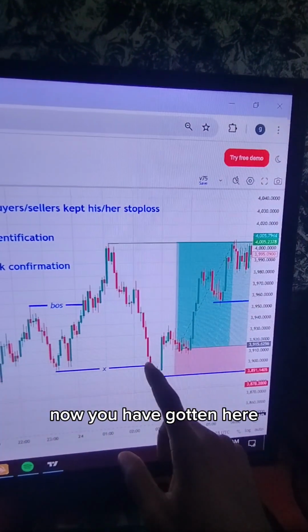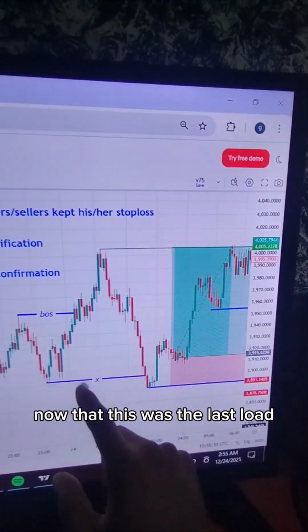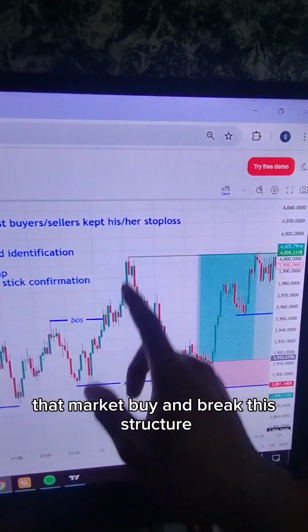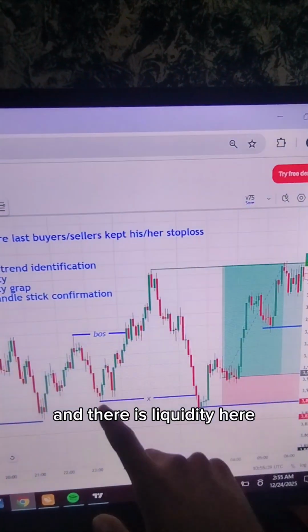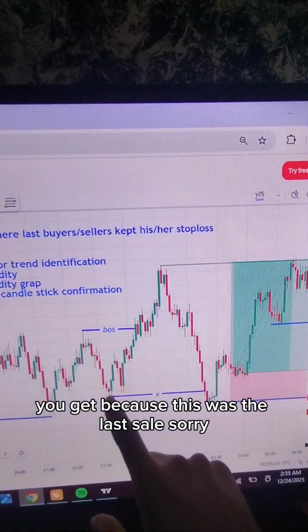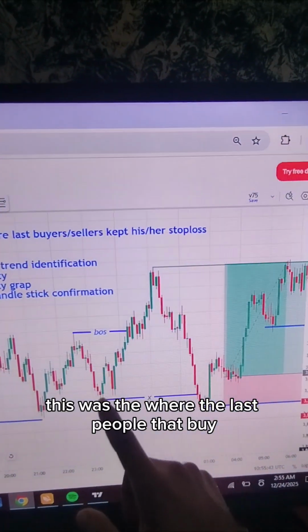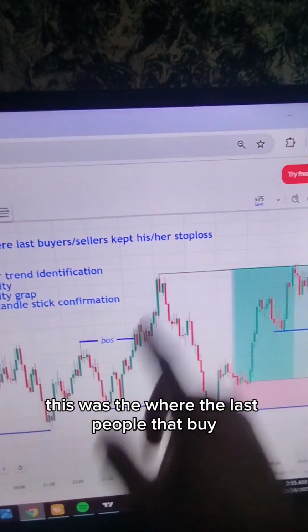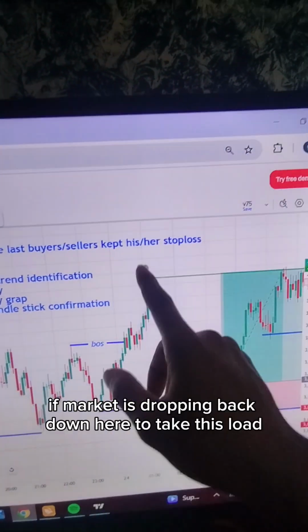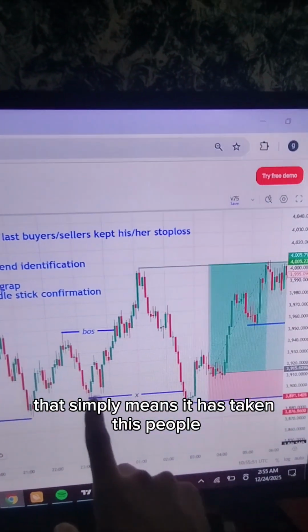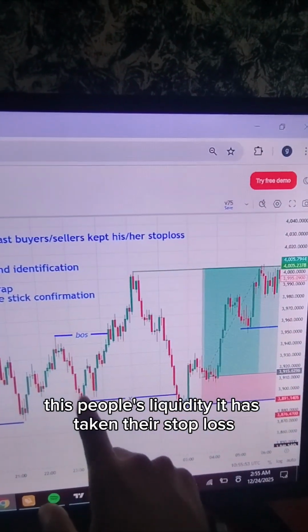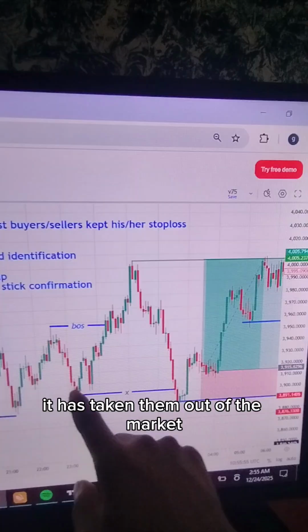We have seen here that this was the last low where the market bought and broke this structure. Because we have gotten the break of structure, there is liquidity here. This is where the last people that bought keep their stop loss. If the market drops back down here to take this low, that simply means it has taken these people's liquidity, it has taken their stop loss, it has taken them out of the market.